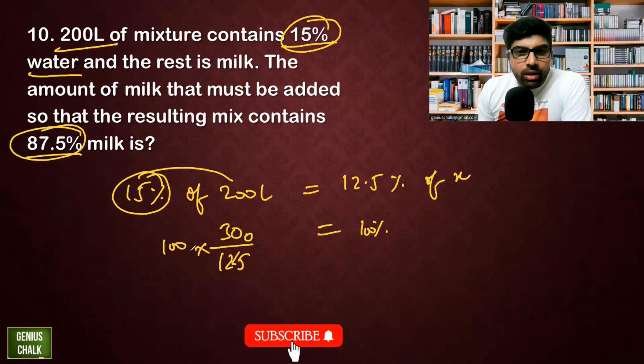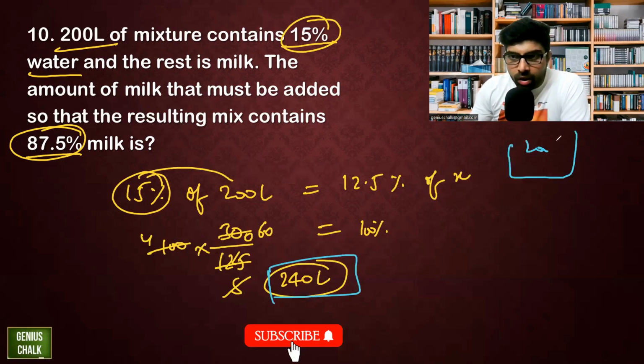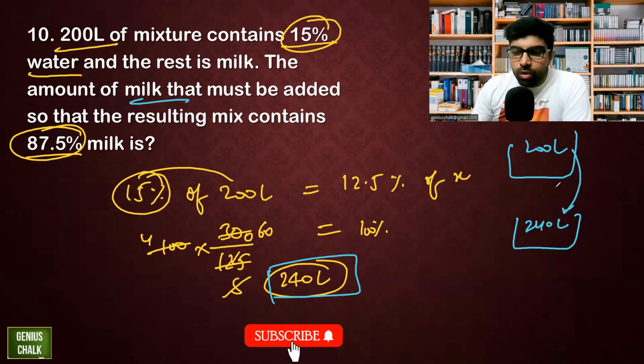This becomes 240 liters. So earlier the mixture was 200. Now after addition of milk, it has become 240 liters. And we know that water is constant. That means whatever is the difference, that is only the milk. So answer is 40 liter again, right?